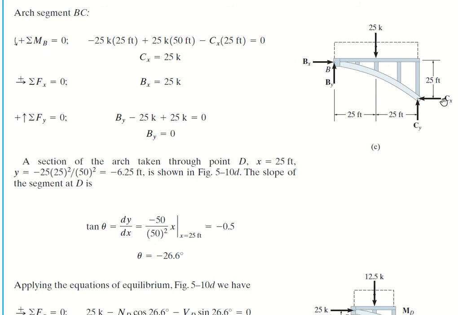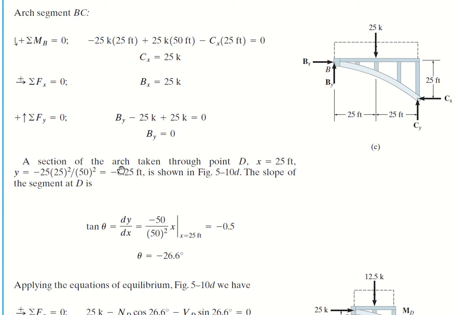Now we have both Cx and Cy. Summation of Fx is equal to 0, so we can get Bx equal to 25, because there are only two forces in the horizontal direction, Cx and Bx. So Bx is also 25, equal to Cx. Summation of Fy is equal to 0. How many forces do we have in the y direction? Cy, 25 kip, and By. From this equation we get By equals 0. So there is no vertical force at point B.